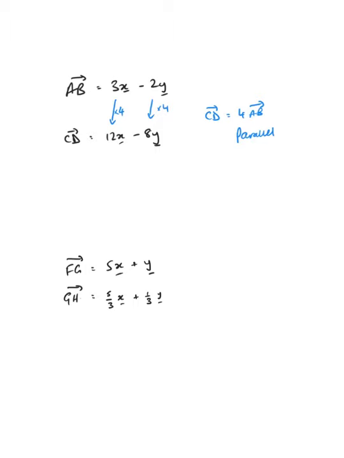This is interesting here. FG is 5x plus y, and GH is 5/3 x plus 1/3 y. So we can see we have a common multiplier of 1/3. So they are parallel. But I also know they're on the same line, because G is in both vectors. So they're parallel and they're on the same line. Now to show that things are on the same line, you do need to have a shared letter between the two vectors that you're looking at.